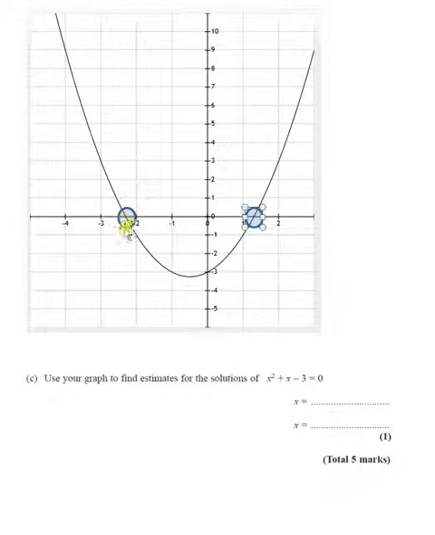And if you read off from here, that'll be minus 2.3 and 1.3. And the trick is that you've got to draw your graph accurately to get those values, because there's not much leeway in getting that answer wrong.